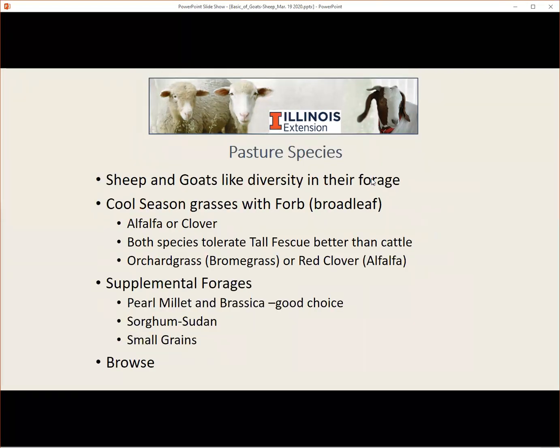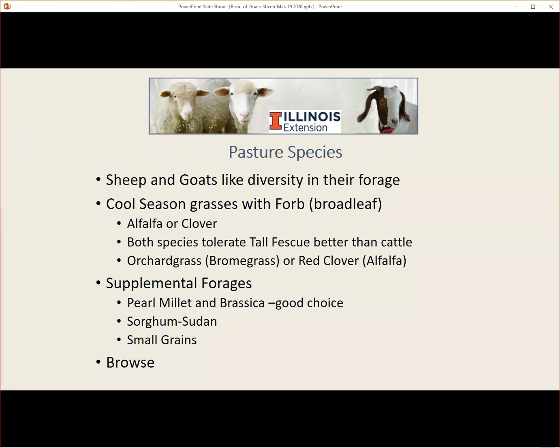The species of pasture species are forage species. Sheep and goats like diversity. They're not like a horse that can get by on a solid bluegrass pasture. Sheep and goats, they like to have grass. They like to have broadleaves, forbs as we call it. And so they like mixed pastures. And goats like browse as well, something that's a little woodier.